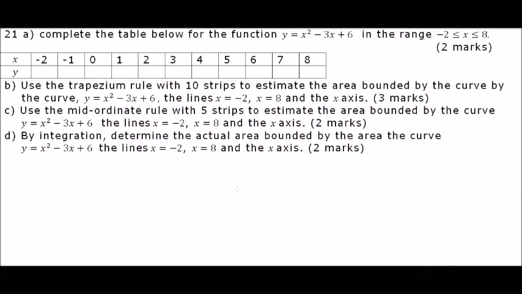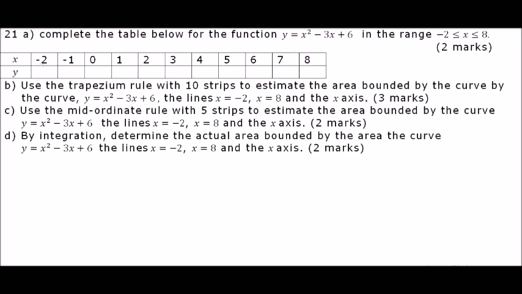In this question, you are told, A, complete the table below for the function y equals x squared minus 3x plus 6 in the range minus 2 less than or equal to x less than or equal to 8. So you are given the values of x, you are supposed to fill in the values of y. What you need is just to take the values of x and substitute into our function.